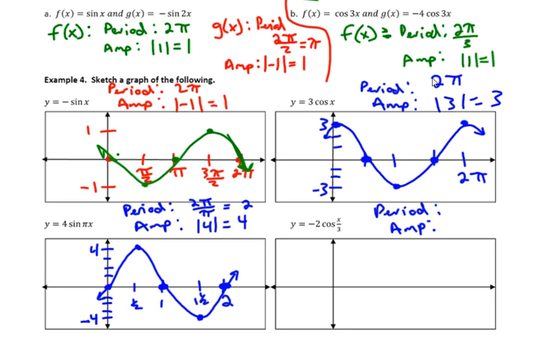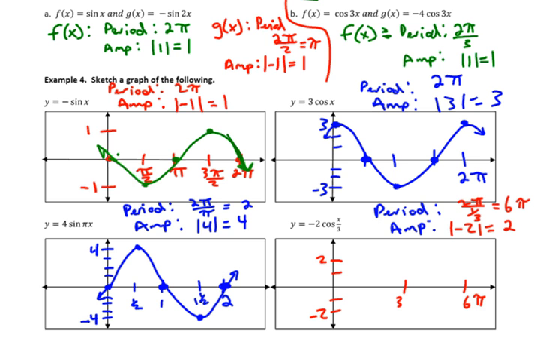On the next one, the period is going to be 2 pi divided by 1/3. The number in front of the x is 1/3. When I do that, I get 6 pi. 2 divided by 1/3 is 6. And we end up with the pi being up on top still. The amplitude is -2, absolute value of -2, which is 2. So my amplitude on this goes up 2 and down 2. My period ends out here at 6 pi.